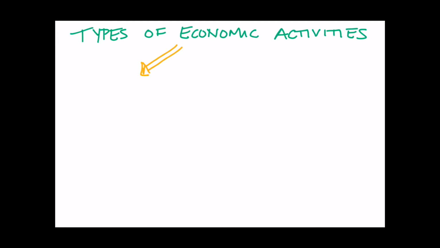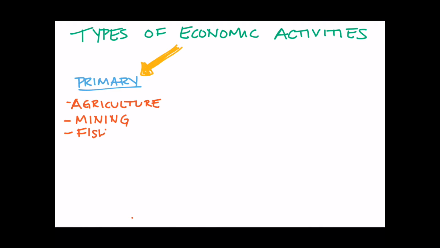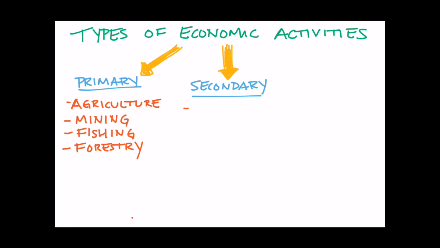Let's take a look at the 3 different types of economic activities. The first one we are going to start with is primary. Primary economic activities are typically going to be seen in less developed countries. Things that would fall under this category would be anything in agriculture, mining, fishing, forestry, basically anything where you're using your hands outside.